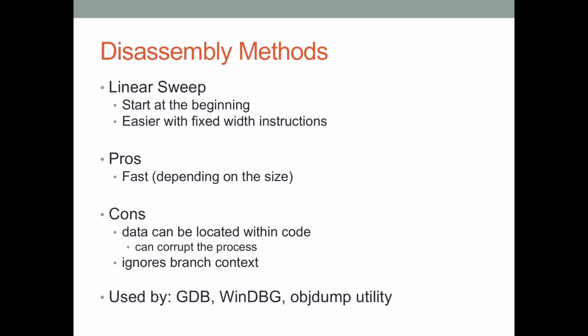So what is linear sweep? Well, it starts at the beginning, wherever that initial entry point was identified, and it just begins to disassemble instructions. It's easier with fixed width because the disassembler has less work to do, and it just simply needs to read whatever size, whatever number of bytes, as an instruction. With the variable width, then it has a little bit more work, and that it has to determine what is the exact size of each instruction. The pros here, it's fast, depending on the size, of course.